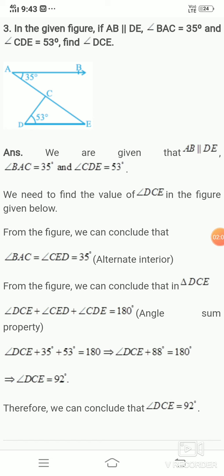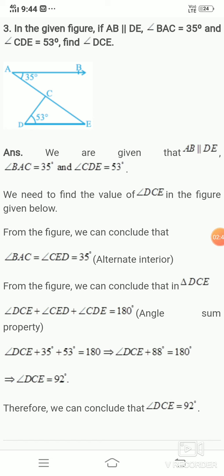Now we are going to solve the detailed answer. Given: AB and DE are parallel, and we need to write the parallel symbol. At A, angle BAC equals 35 degrees and angle CDE equals 53 degrees. We need to find the value at C, angle DCE. In the figure, at A, BAC and at E, CED are alternate interior angles. So angle CED equals 35 degrees.